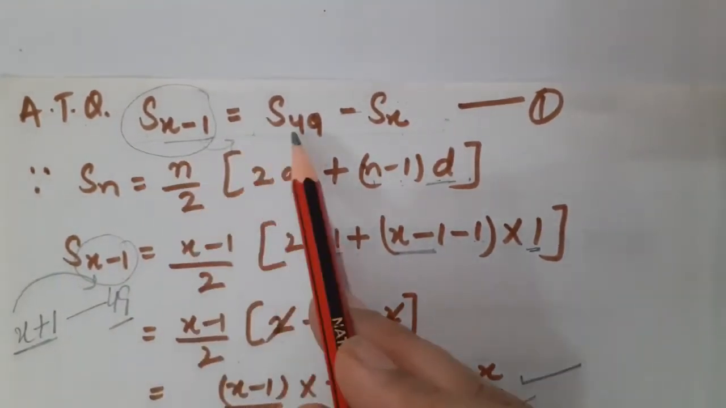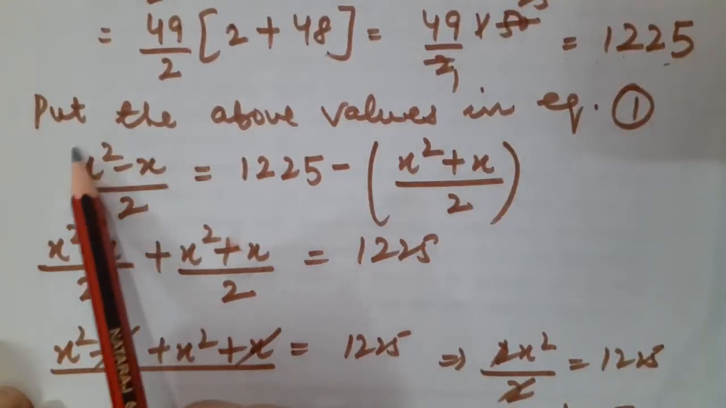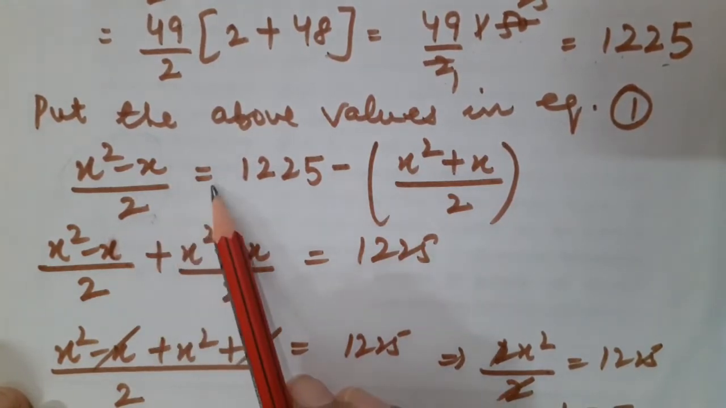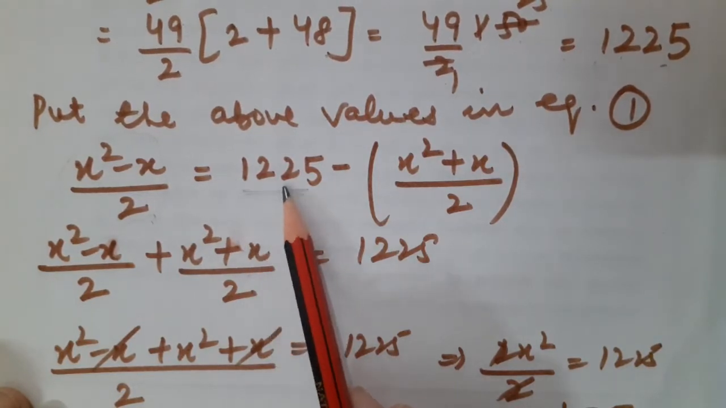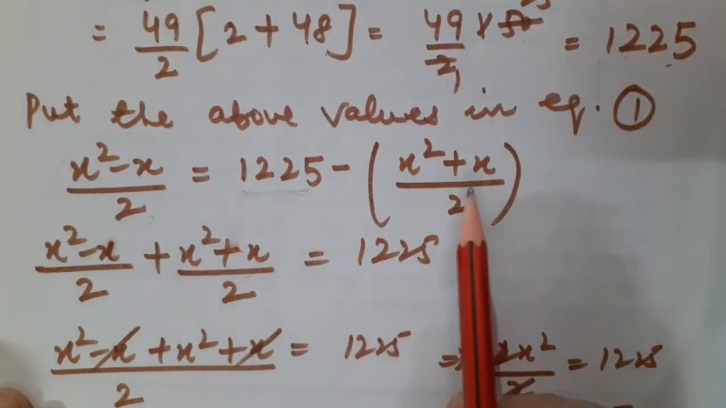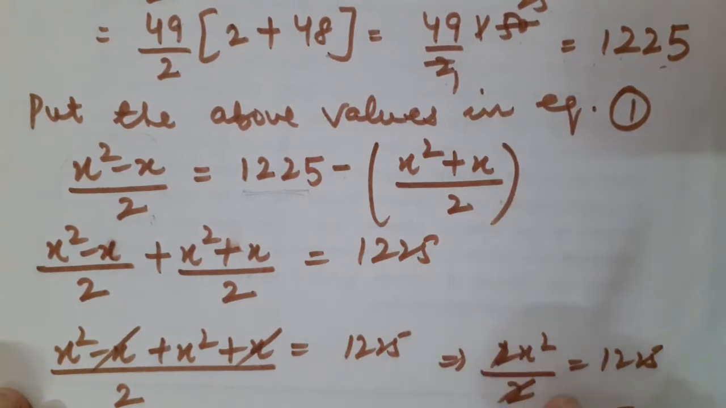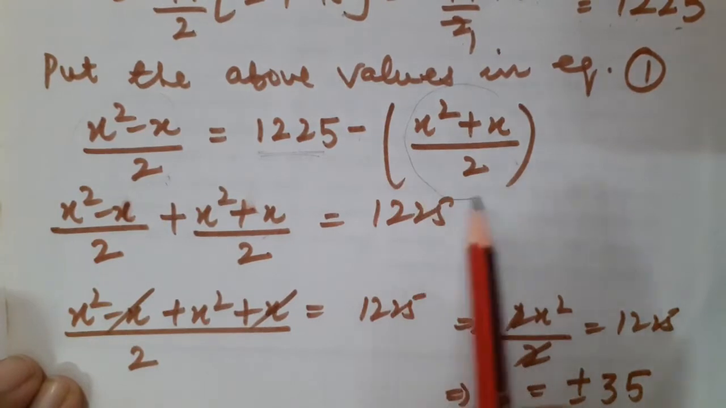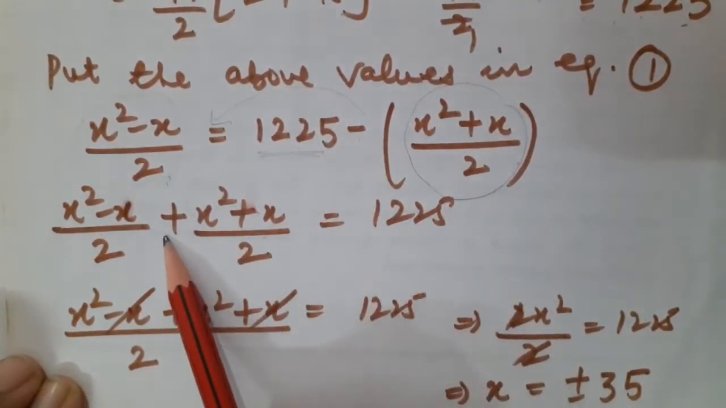Now these very values I am going to put in equation number 1, which was Sx minus 1 is equal to S49 minus Sx. So this is the sum of the first x minus 1 terms, that is Sx minus 1, equal to the sum of the first 49 terms, that is 1225, minus Sx, the sum of x terms. Correct? So these values I have put here. As I will have to calculate the value of x, I am going to take this complete expression on the left hand side. As it is with a negative sign, it would be positive now.